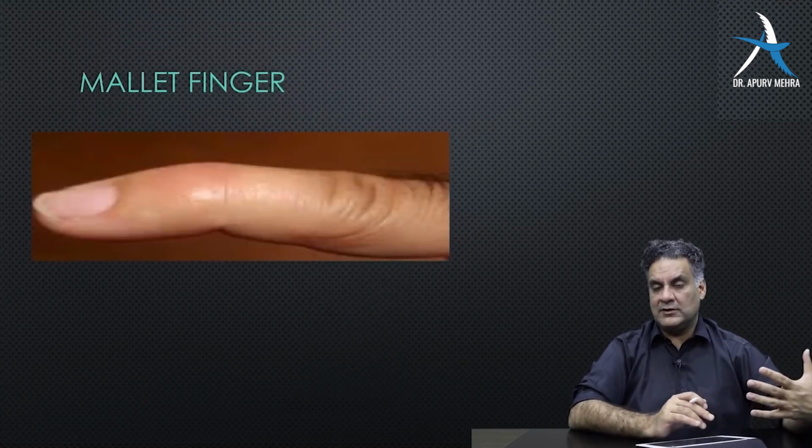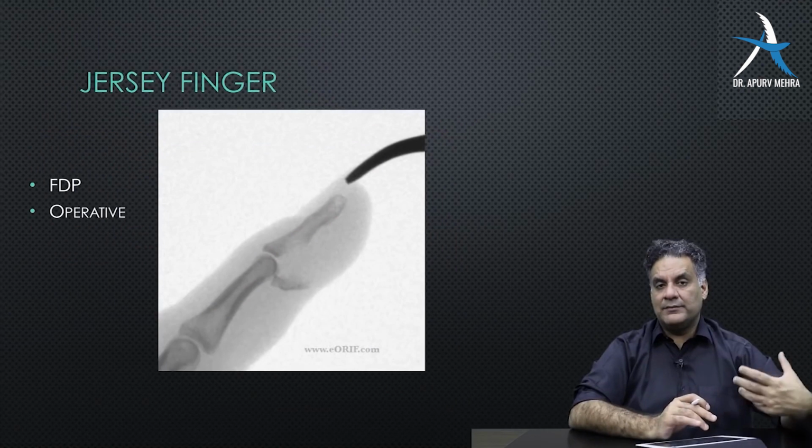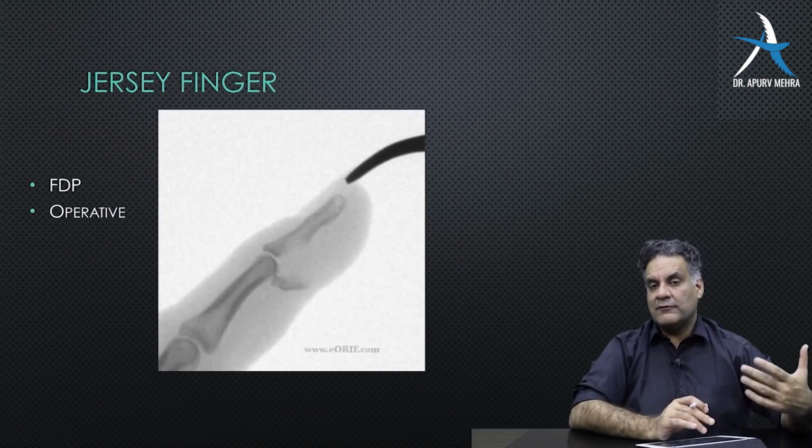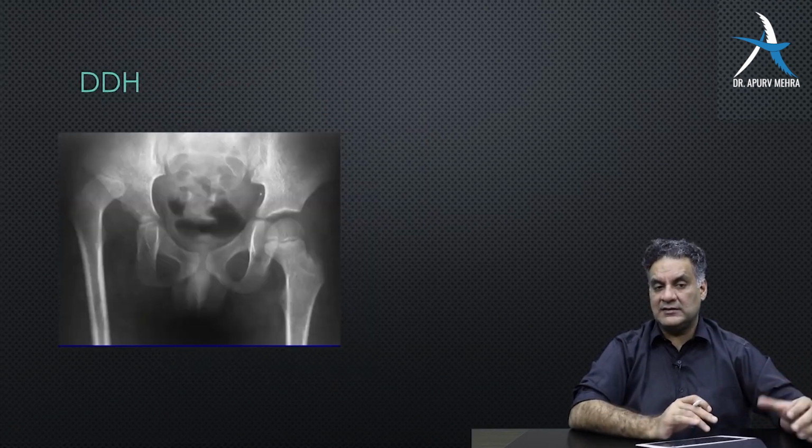Mallet finger, I told you, is avulsion of the extensor tendon of the distal phalanx. Jersey finger is the opposite, avulsion of flexor digitorum profundus from the distal phalanx, which is treated by surgery.